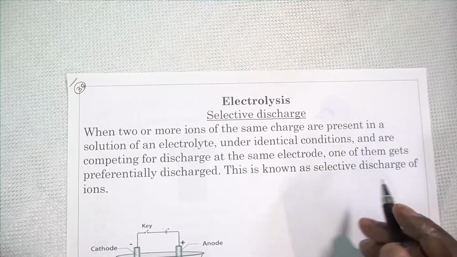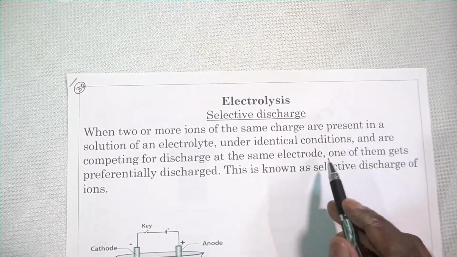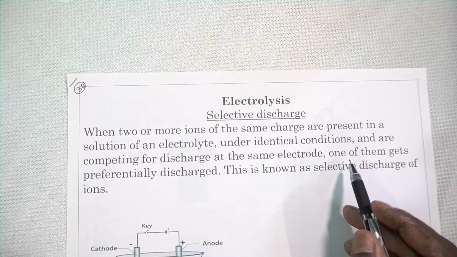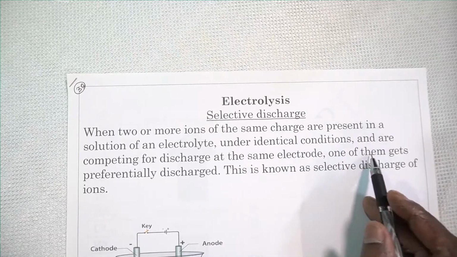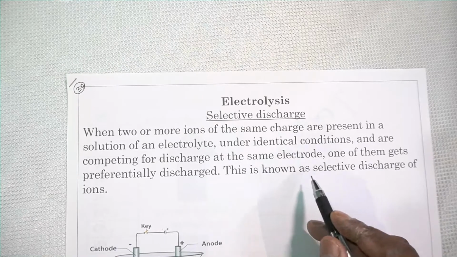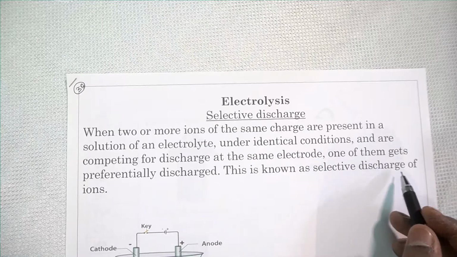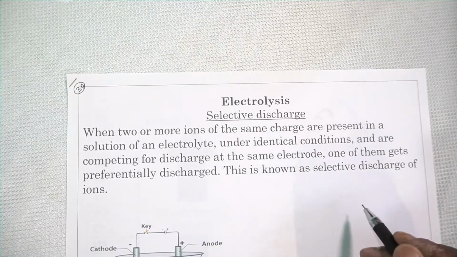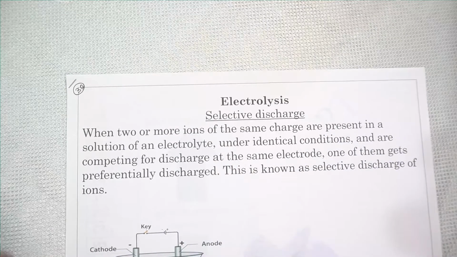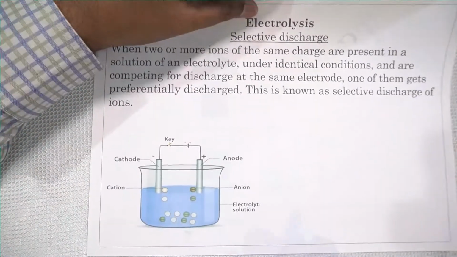When two or more ions of the same charge are present in a solution of an electrolyte under identical conditions and are competing for discharge at the same electrode, one of them gets preferentially discharged. Now this is called a selective discharge. Example, we have an electrolytic cell here in this diagram.